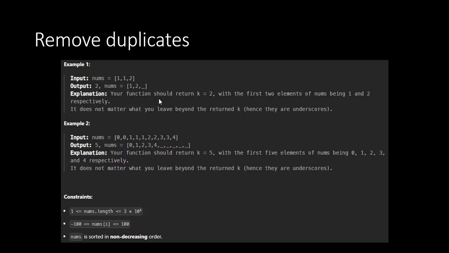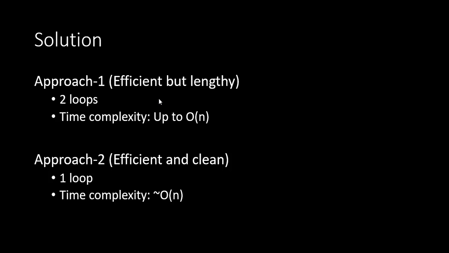And again, there are some constraints that you have to take care of, especially when you select the data types. Without further delay, let's talk about solutions. We're going to have two solutions. One is, of course, O(n), but it has two loops and is a little lengthy. The second approach is cleaner, with only one loop. Complexity-wise they're pretty close, O(n), but the second approach is cleaner and, I would say, better. But we'll look into both.